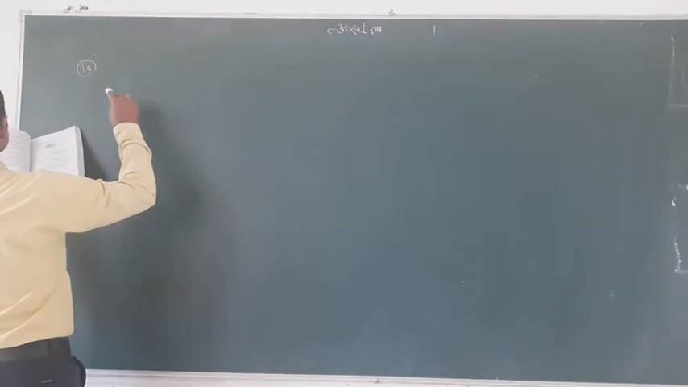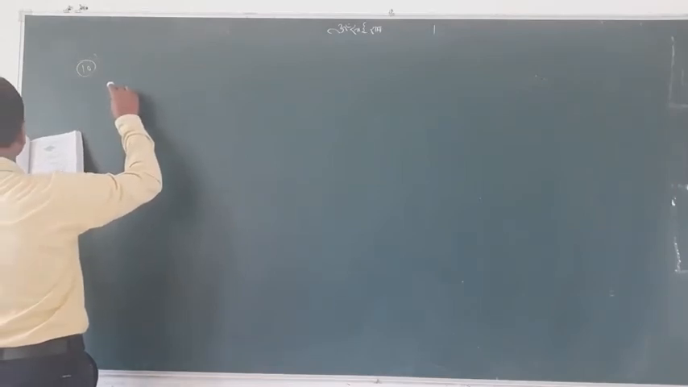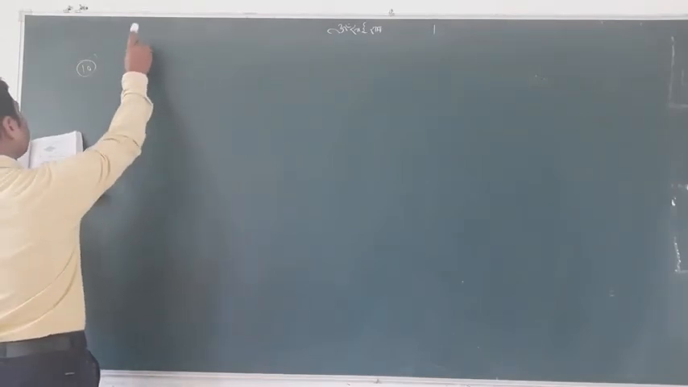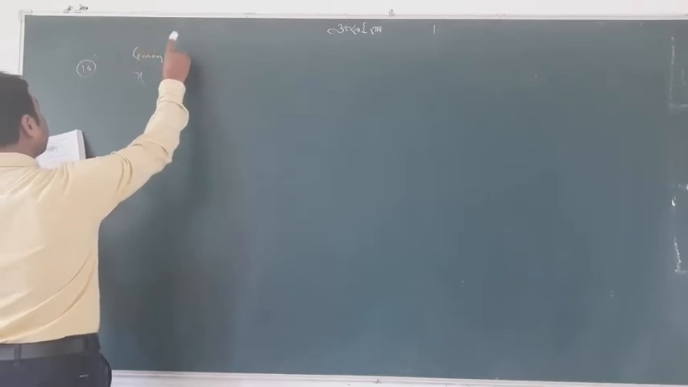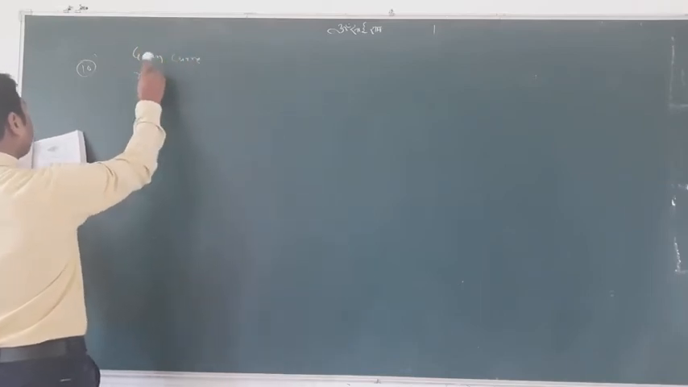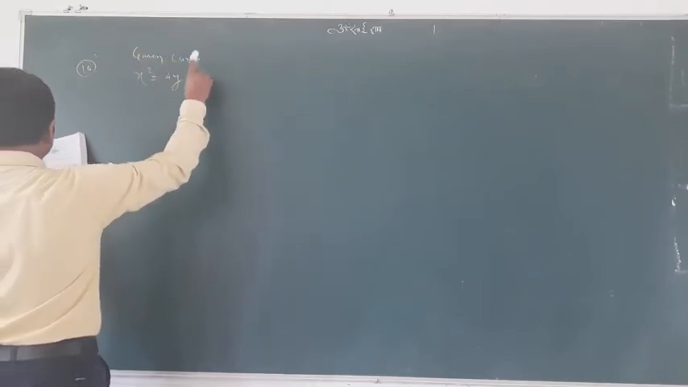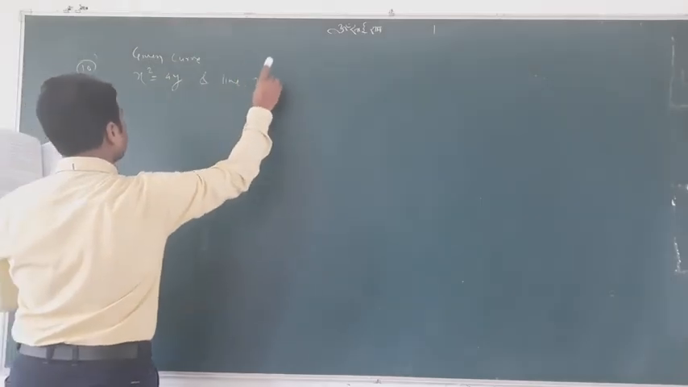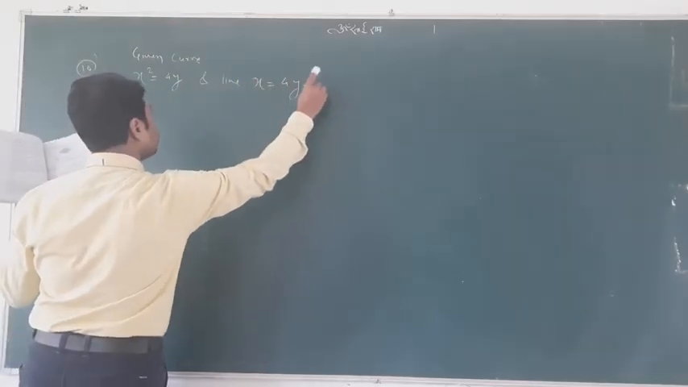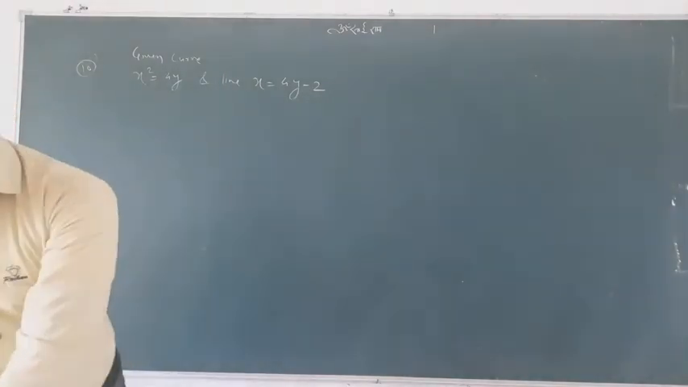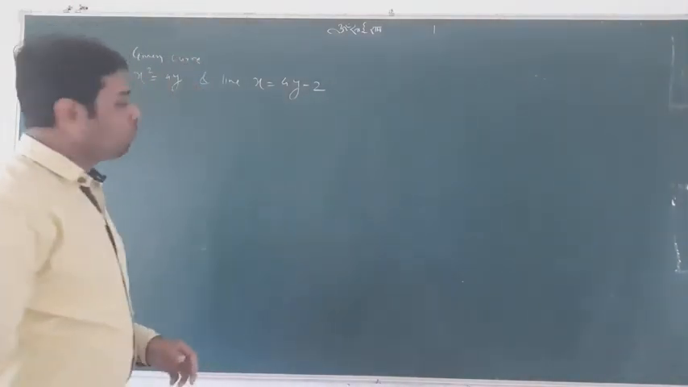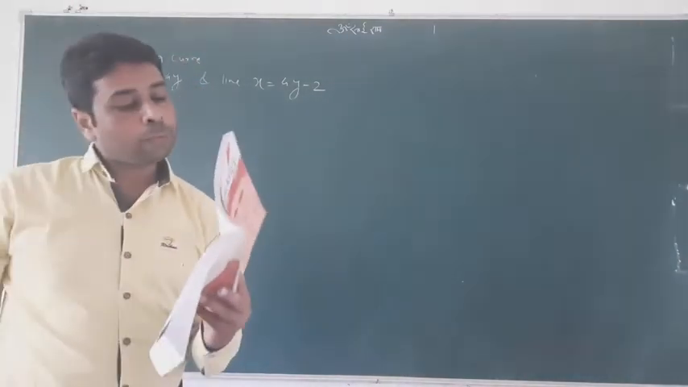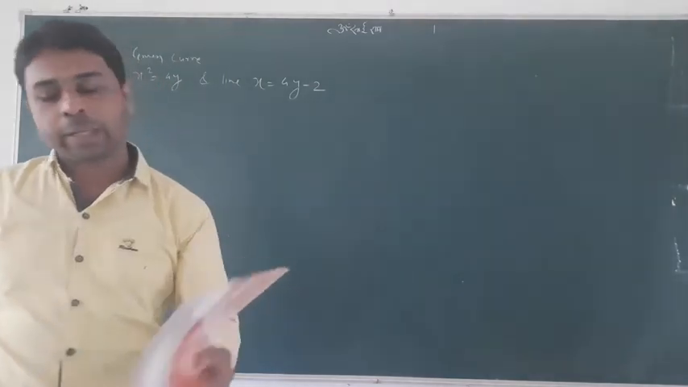The question says: find the area bounded by the curve x square equal to y, given the curve x square equal to 4y and the line x equal to 4y minus 2. This is the problem. Now try to understand. We want to find the area bounded by a curve and a line.